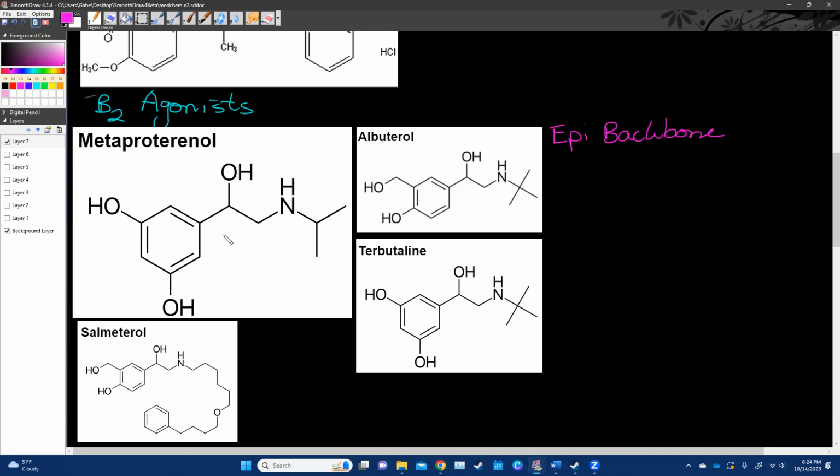So we have our phenylethylamine, and we see that our amine has some sort of group connected to it. And these are all going to mimic epinephrine, which is going to enable beta 1 and beta 2 selectivity.